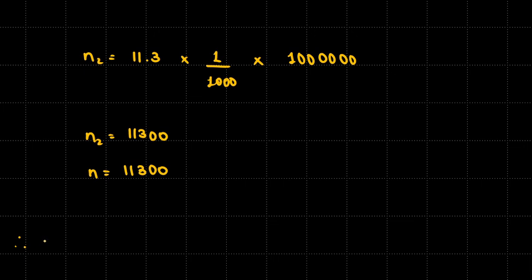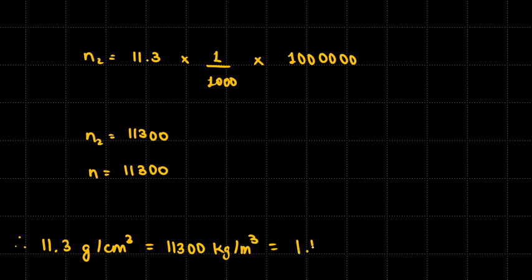Therefore we can write 11.3 gram per centimeter cube as equal to 11,300 kilogram per meter cube, or to write it in scientific notation, we can write it as 1.13 times 10 to the power of, let's see, 1, 2, 3, 4. Since the decimal point is moved 4 places, you multiply by 10 to the power 4, kilogram per meter cube.